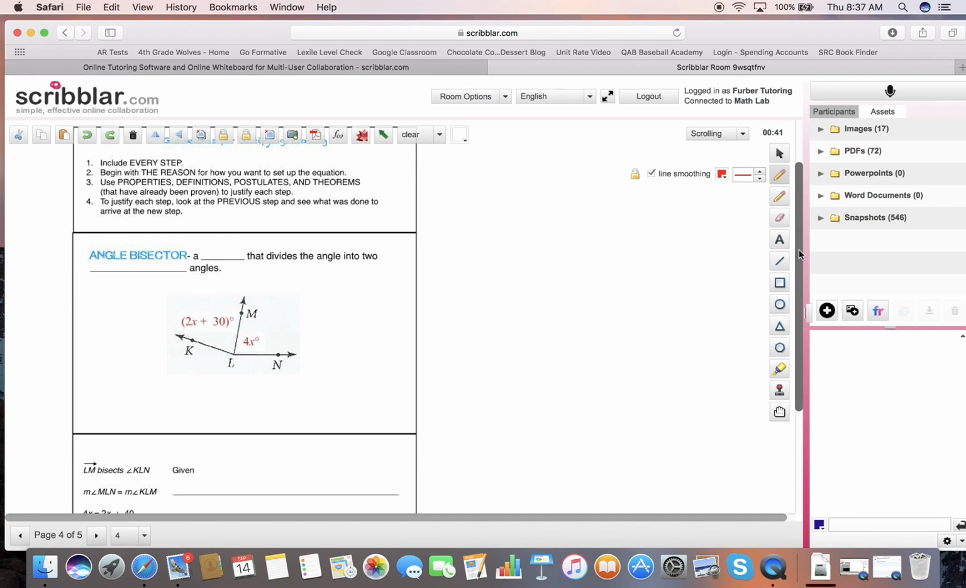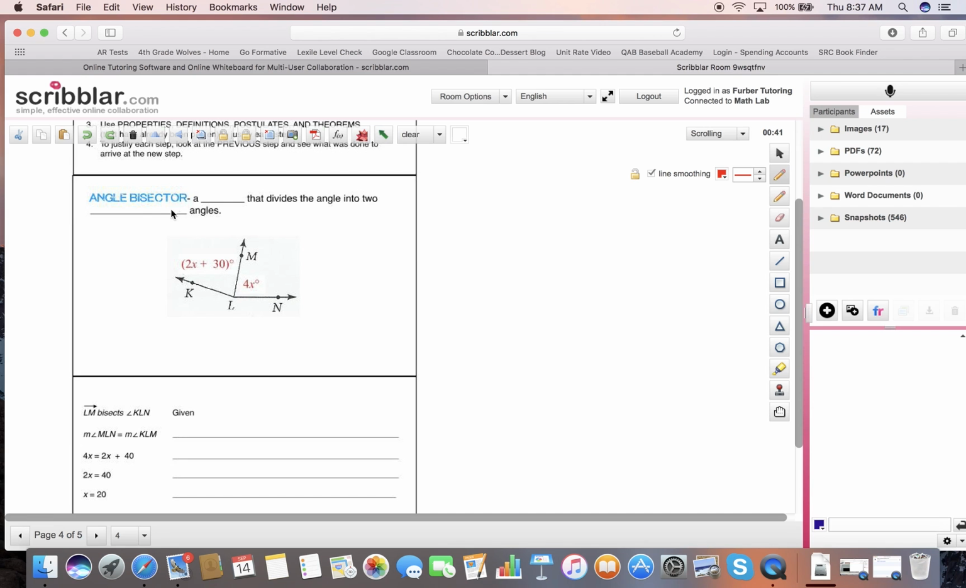So one thing we need to discuss a little bit here is the angle bisector definition. An angle bisector is not something we've discussed, or we just talked about it briefly. An angle bisector is simply a ray that divides the angle into two congruent angles. For example, this ray right here, ray LM, cuts this angle KLN, which is an obtuse angle. It's a big one. So we're just going to say ray LM is an angle bisector of angle KLN. Remember, L is the vertex, so it has to be in the middle.